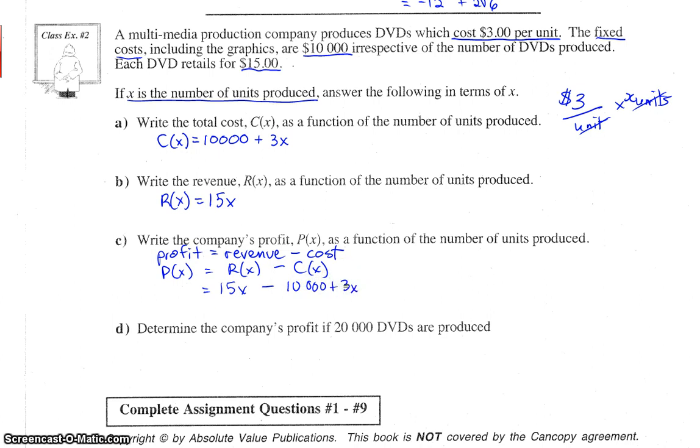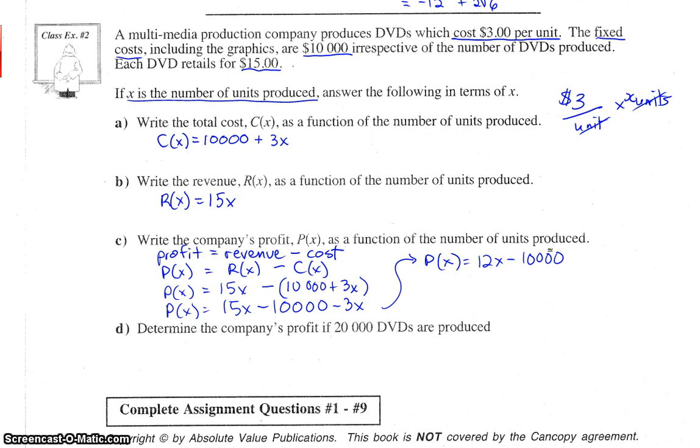Okay, now I didn't put brackets, and I should have, for the C of X function, because this negative sign is going to be multiplied through. So we need to be careful with our brackets on these. Okay, so let's do that. Let's multiply that negative through. 15x minus 10,000 minus 3x. Okay, anything to simplify? Collect like terms? Yes, there is. So P of x would equal 15x minus 3x is going to be 12x minus 10,000. There we go. There's our function, our profit function in terms of x.